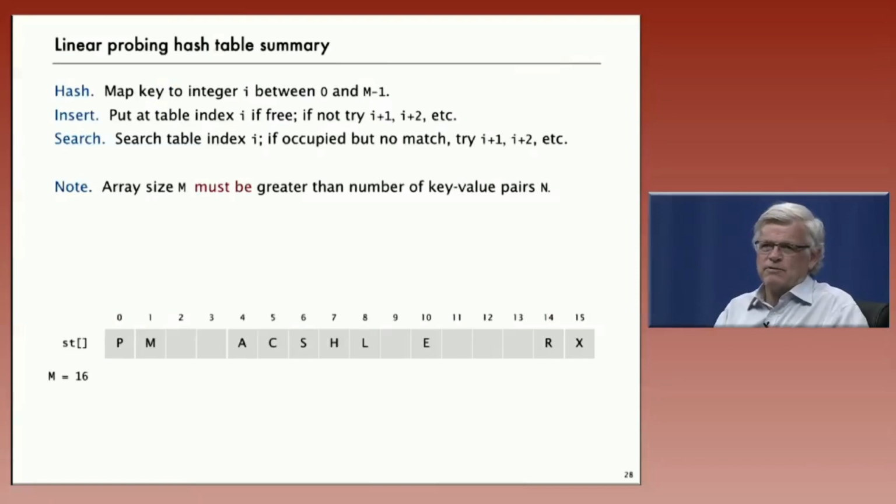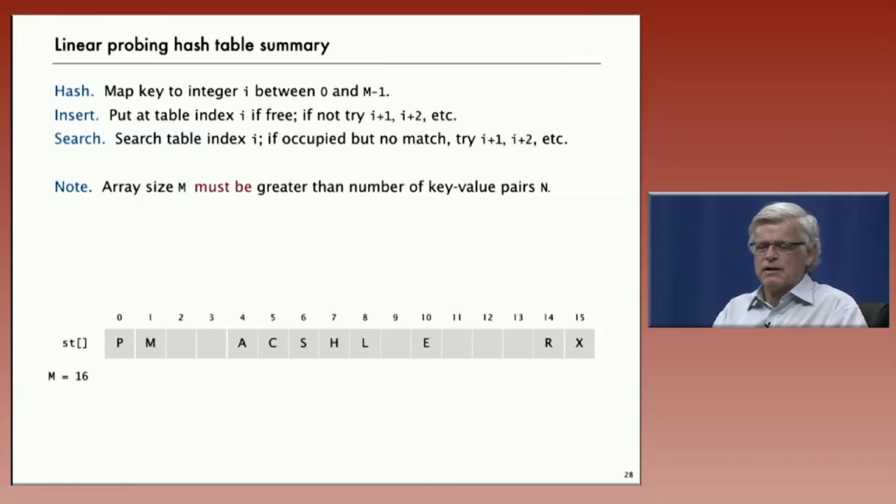So here's a summary of linear probing hashing. To get started, we map a key to an integer between 0 and m-1, where m is the size of our array where we're storing the keys. To insert, we put the key-value pair, using parallel arrays, a key in one array and a value in an array with the same index.